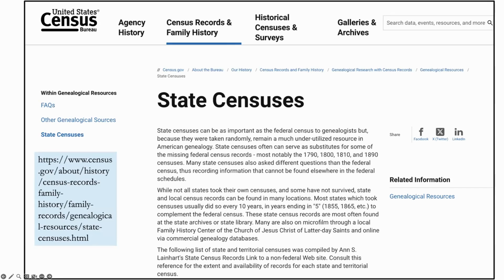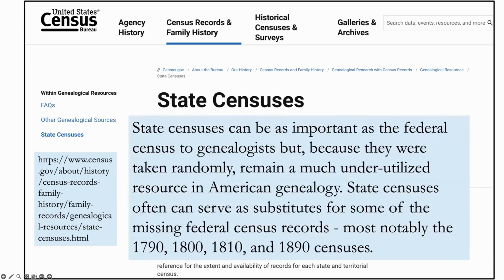There's a lot of information because of their, let's say, obvious usefulness. The census records have been talked about many, many, many times. And it's important to understand this: the state censuses can be as important as the federal census. And sometimes they're only randomly taken and they're underutilized. So they can sometimes substitute for a missing federal census record.